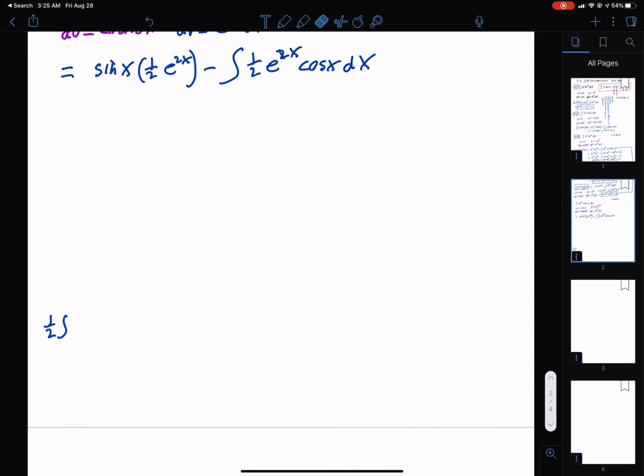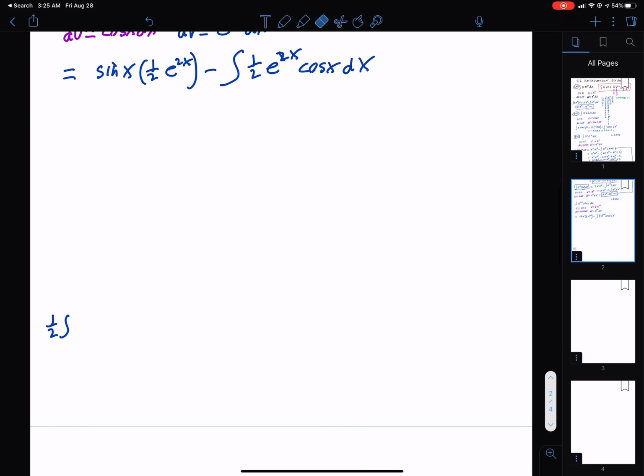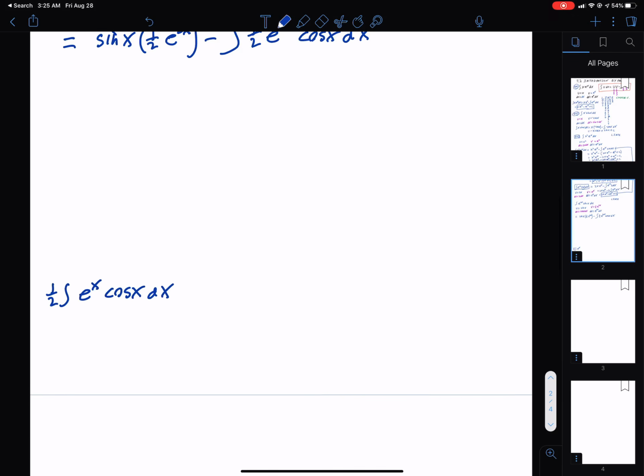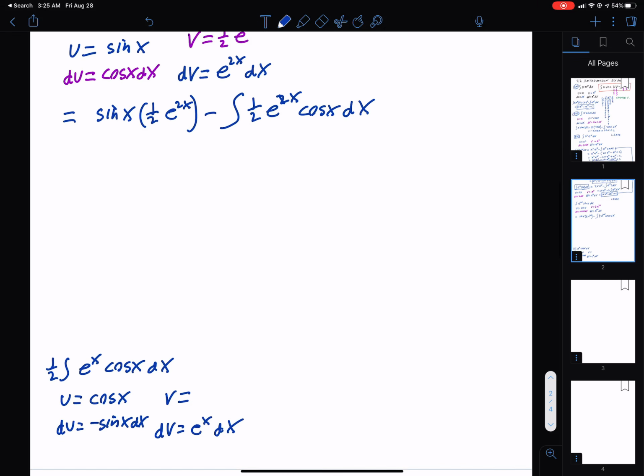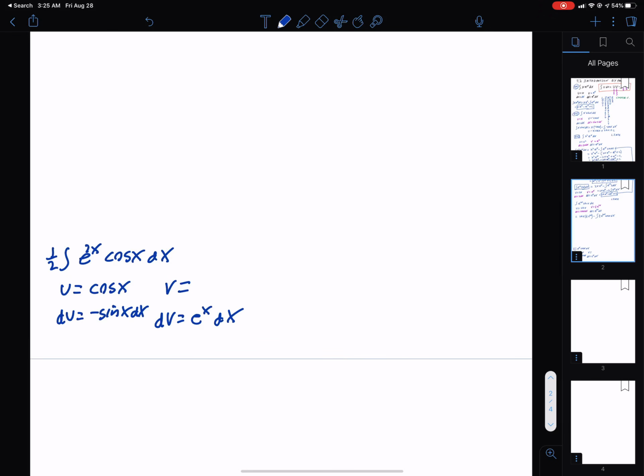So the 1/2 I move out in front. It's going to leave me with e to the x cos x dx. We go through LIATE. u comes out to be cos x. dv is everything else left over. du would be minus sine x dx. And v, did I forget? Oh, there's a 2 there. So for the same reason as the previous one, it's going to be 1/2 e to the 2x.